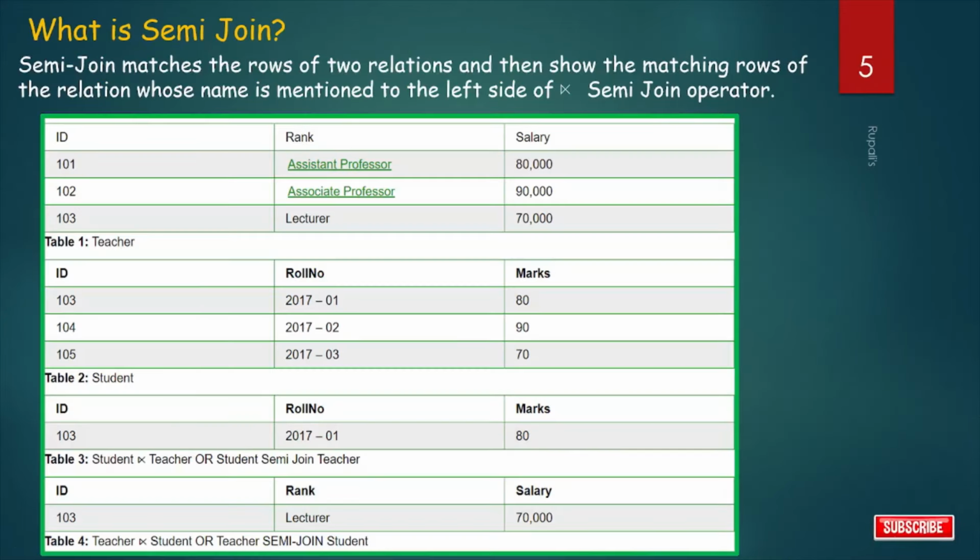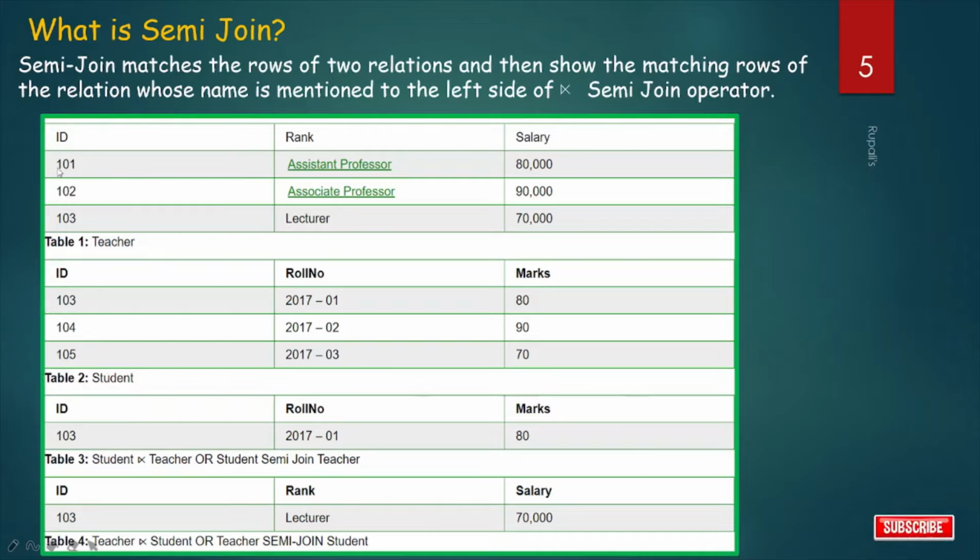Next, we have to learn what a semi-join is. Semi-join matches the rows of two relations and then shows the matching rows of the relation whose name is mentioned to the left side of the semi-join operator. So this is the semi-join operator, and you have to remember this word, left side. See, there are two tables, teacher and student. When I write student semi-join teacher, which table is on the left side? Student. So the output is, see which one is common.